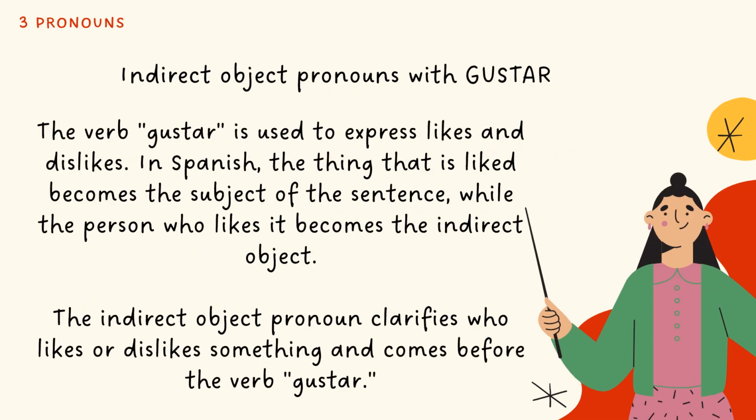Indirect object pronouns with gustar. The verb gustar is used to express likes and dislikes. In Spanish, the thing that is liked becomes the subject of the sentence, while the person who likes it becomes the indirect object. The indirect object pronoun clarifies who likes or dislikes something and comes before the verb gustar.